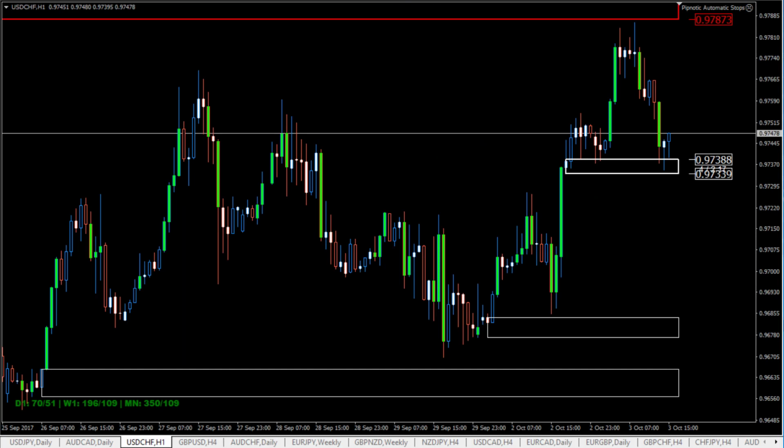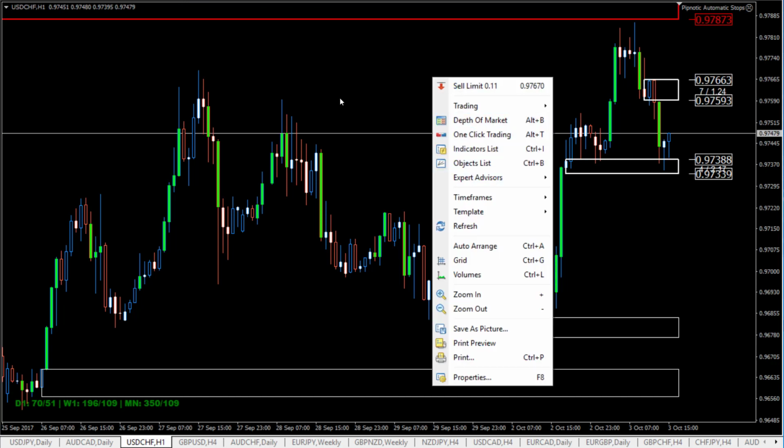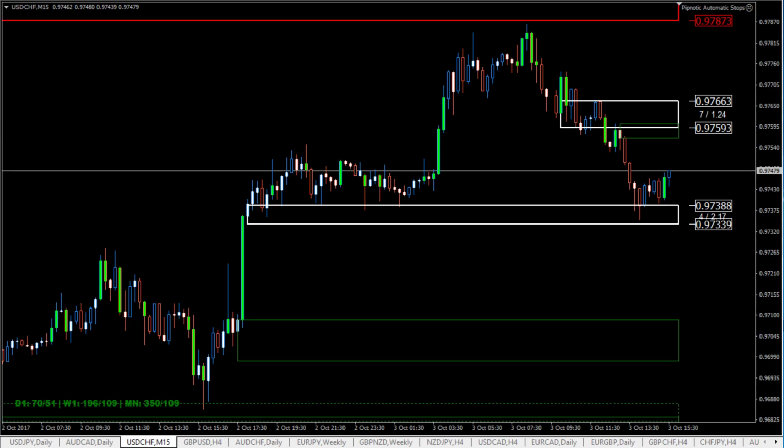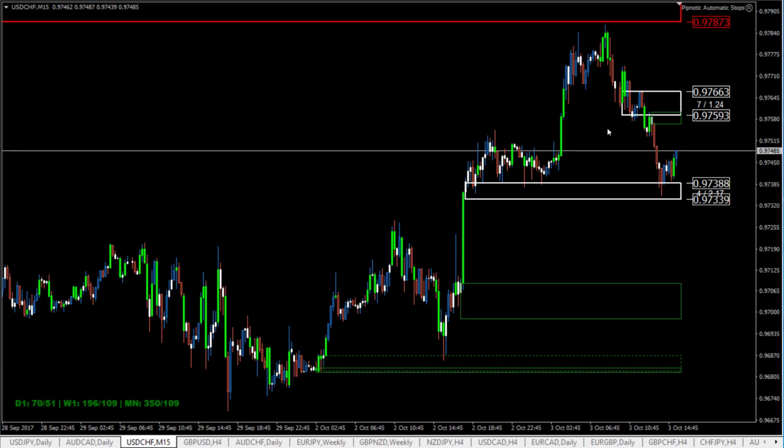So what does that mean? Well, that means that we probably have some sellers looking to sell up at around this area here at the 9760-ish area. So if we keep around that, let's go to the smaller time frame and have a closer look and dissect it. So we'll remove those and we'll look. Okay, the most recent release is this one here. This is reacting to this, this is reacting to this, this is reacting to this.